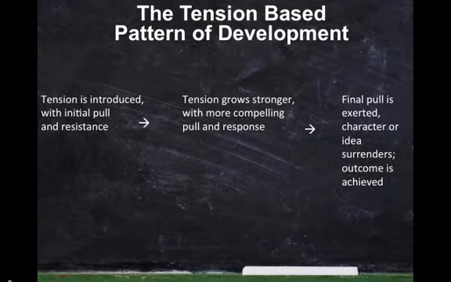The tension-based essay generally follows this pattern. The tension is introduced in the beginning with the initial pull and resistance. The tension grows stronger with more compelling pull and response. And then finally, the final pull is exerted. The character or idea surrenders, the outcome is achieved.